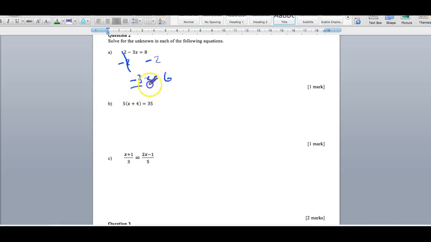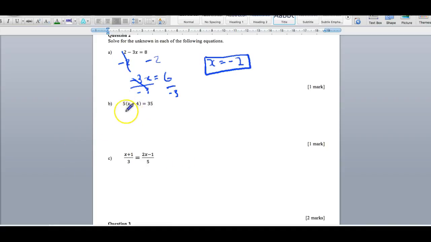Okay, so now we need to get rid of that negative 3. And x equals negative 2. Now to check your final answer, you could use your CAS calculator or you could just substitute it into there. So if we had 2 minus 3 times negative 2, that gives you 2 plus 6 is 8. So I know it's correct.